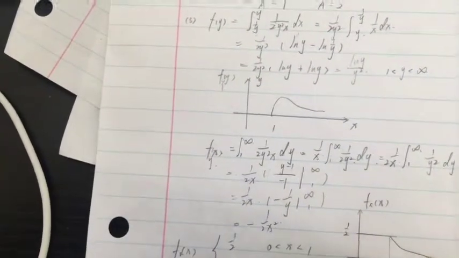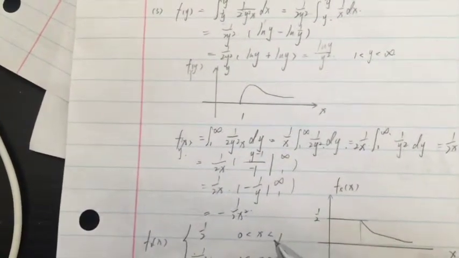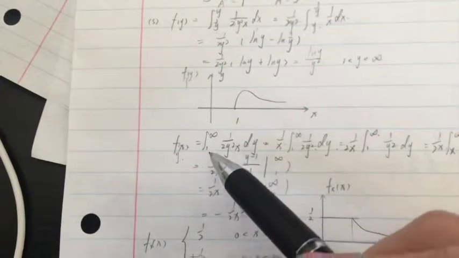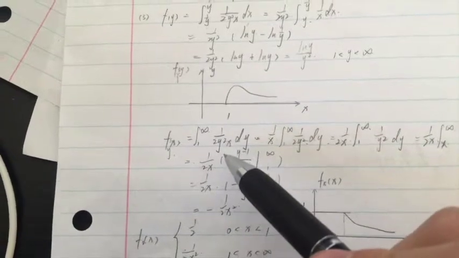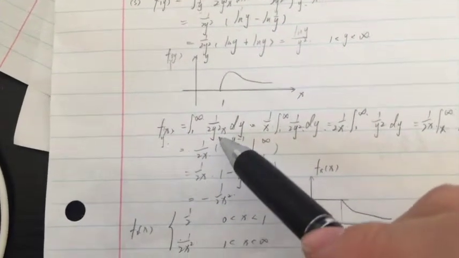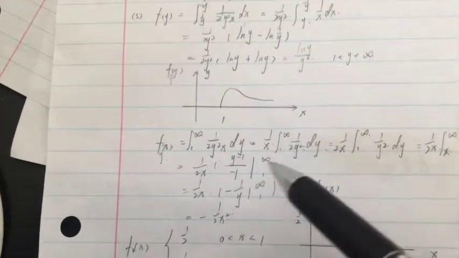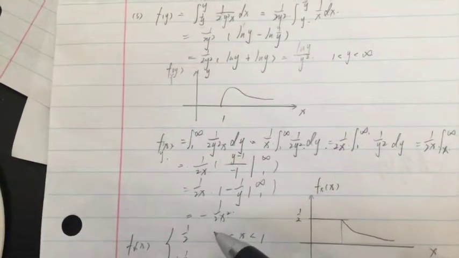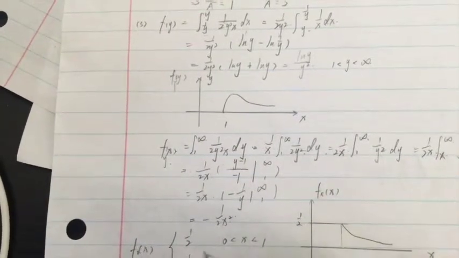And f_X(x) equals the integral from 1 to infinity of 1 over 2 y squared multiply x dy, so it equals minus 1 over 2 x squared. And I can also draw a picture of that.